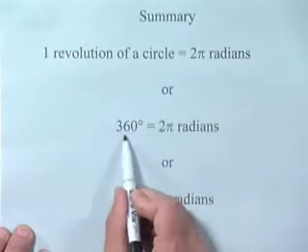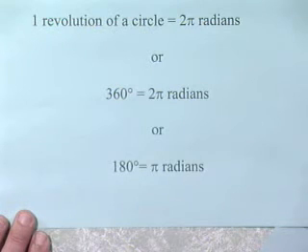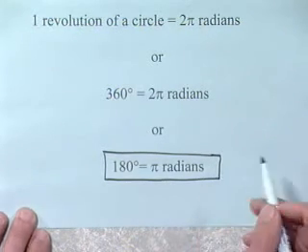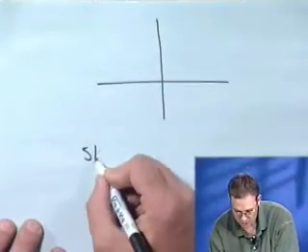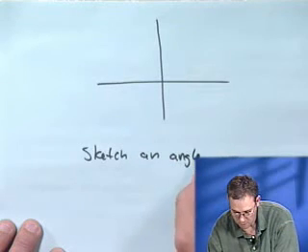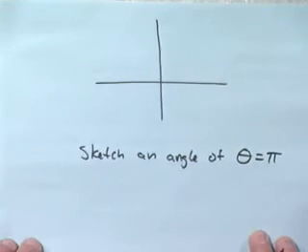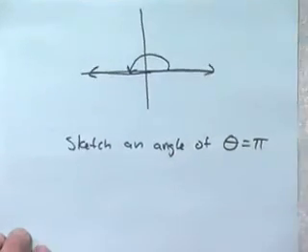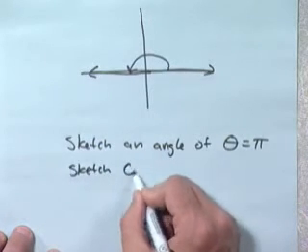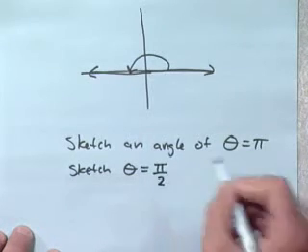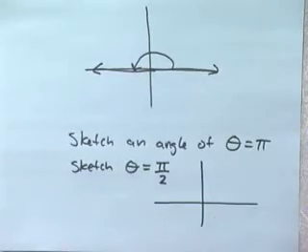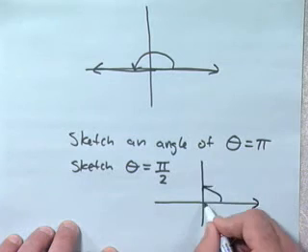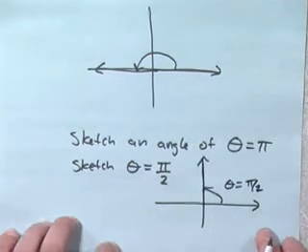Now what's going to happen when you divide this by 2? 180 degrees is going to be the same thing as pi radians. And this is the one that we'll most often use right here. So if I asked you, sketch an angle of theta equals pi, that's the same thing as sketching a 180 degree angle. So there's an angle of pi. If we said sketch the angle theta equals pi halves, well, if 180 degrees is equal to pi, then pi halves is equal to 90 degrees. So here would be theta equals pi halves.